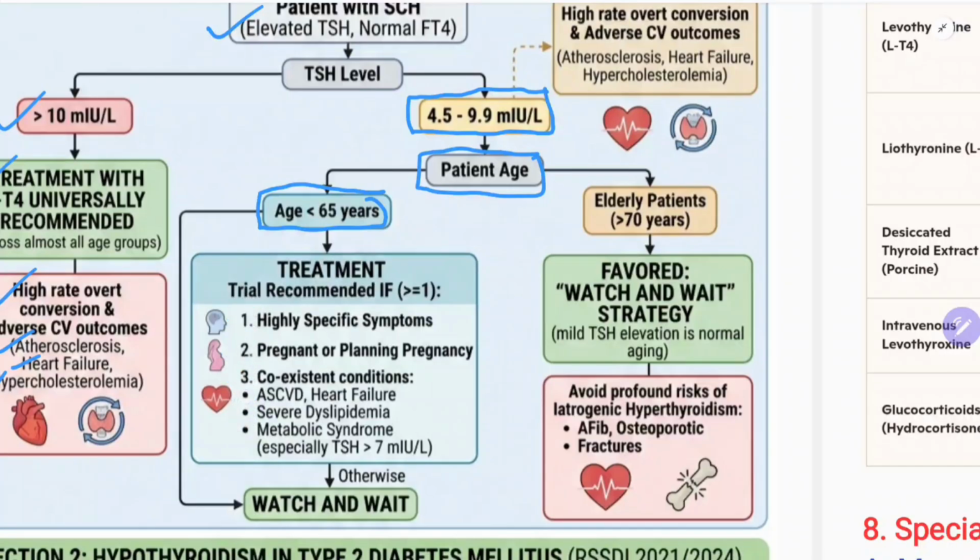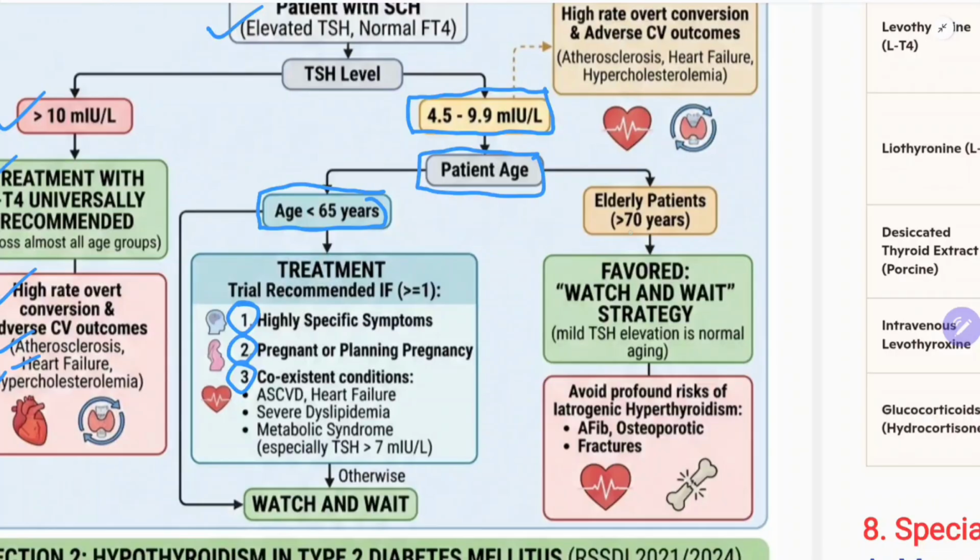So these are the three kinds of things: number 1 symptoms, number 2 pregnancy, number 3 any heart related factor like coronary artery disease, heart failure, hypercholesterolemia, metabolic syndrome, and severe dyslipidemia. So these are all the things which are concerning to the heart. In these patients you should start therapy even though the TSH is less than 10, if the patient is less than 65 years.